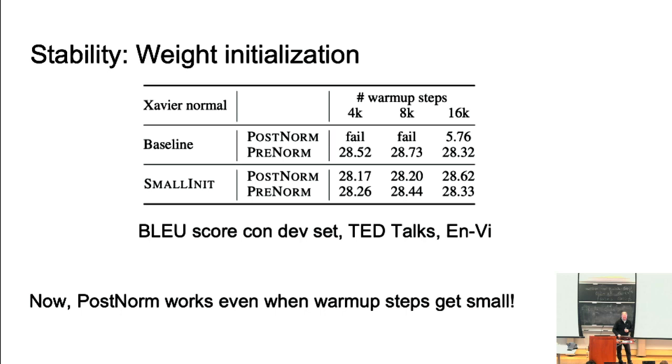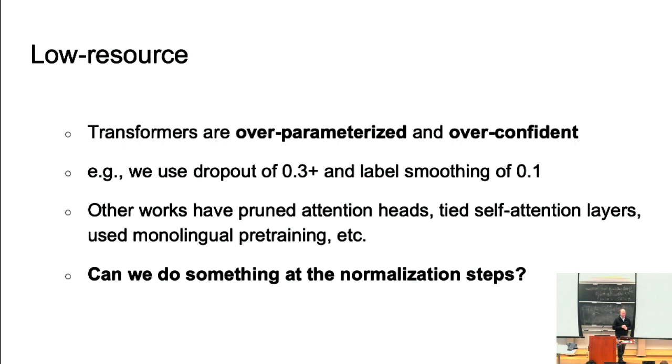So, other aspects related to transformer with low resource. Of course, you need to be careful with overfitting. You have many parameters. If you have low data, it's better to use aggressive dropout and label smoothing. Other people try to work on reducing the parameters by reducing the number of attention heads, tying self-attention layers, using monolingual pre-training. Here, the focus again is on normalization.